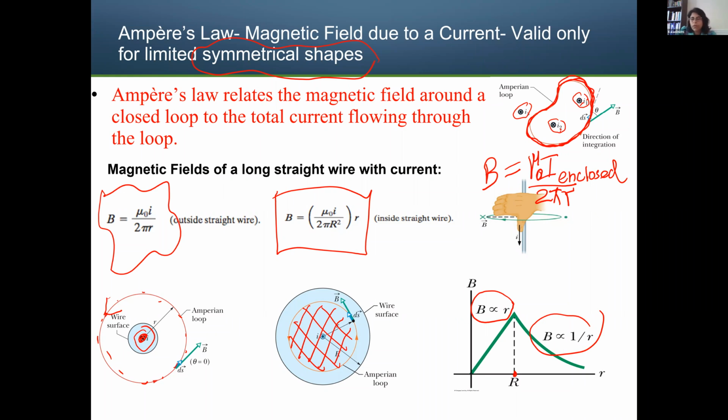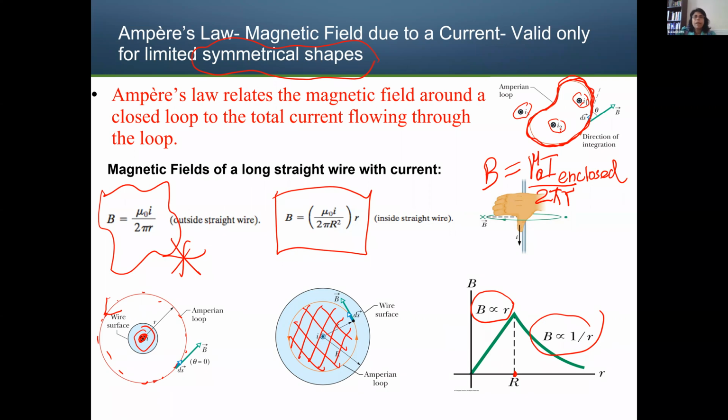Okay, so now we discussed two things. One is how to calculate the magnetic field if there is a current carrying wire, where the magnetic field goes around the wire. So one thing is calculating the magnetic field by using this formula. The other thing is taking the direction by using your right hand. So these are the two things we discussed.